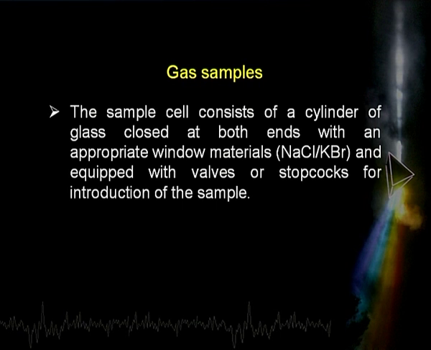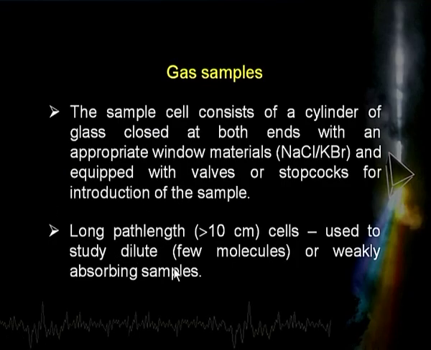So, in the case of gas samples, we take a large tube made of glass and keep the gas sample in that. The two ends, the two windows where the radiation passes through, happen to be of KCl, NaCl or KBr. So they are the two windows, and then we have some mechanism of putting the sample into the container. That is the requirement we are going to make use of here.